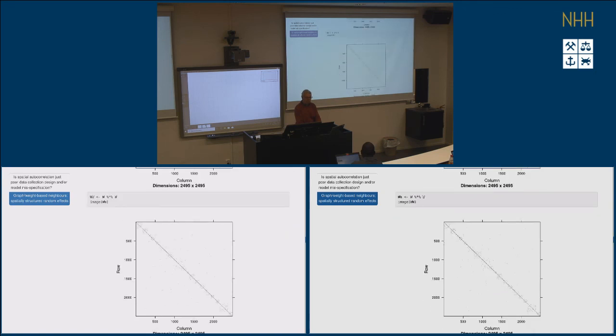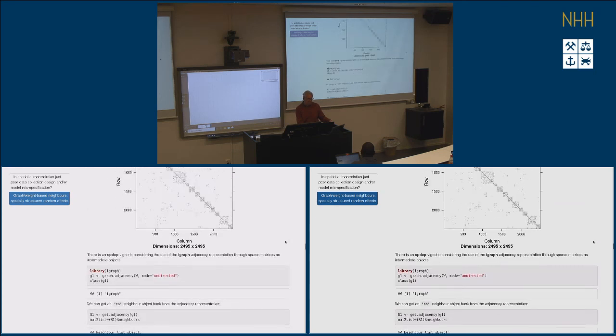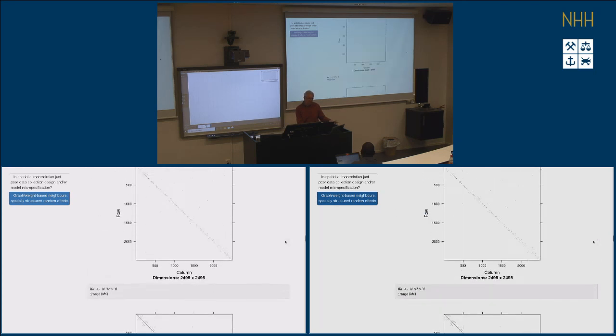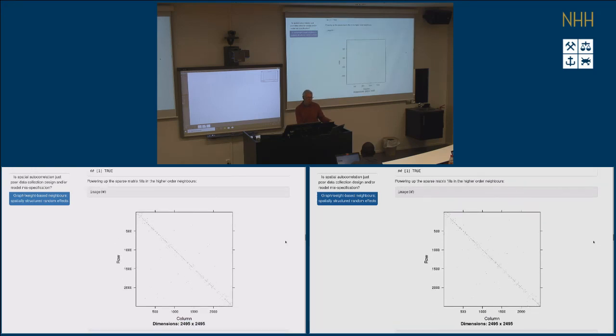What we could do, however, is to start powering up the matrix. It's not in the text. So a very simple step is powering up the sparse matrix, which fills in the higher order neighbors. If you power up the matrix, then I becomes a neighbor of K, where K was a neighbor of J in the first order, so I becomes a neighbor of K at second order, and third order, and so on, if you power it up.